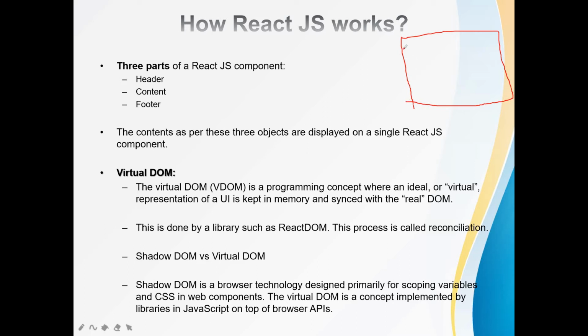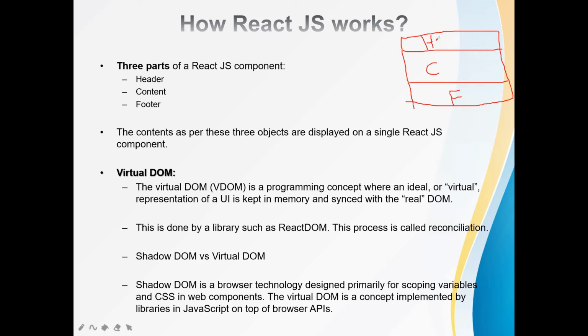There are three parts of a component. One is the header, which I'm representing through H, the second one is the content, which I'm representing through C, and the third one is the footer, which I'm representing through F. So header, content, and footer, these are the three parts of any React.js component.